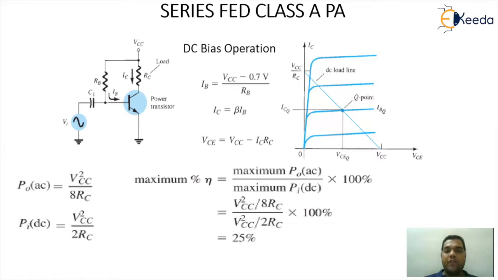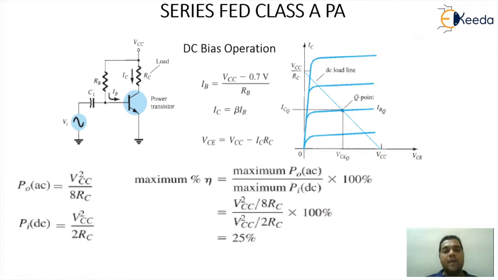So when we talk about the first part, that is the DC bias operation, the capacitor will work like an open circuit, and hence when you apply KVL to the input loop, which is VCC minus IB RB minus VBE equal to 0, we get the value of IB. The value of VBE depends on the family of the transistor we select for operation. For our normal calculation, we take VBE around 0.7 volt, but it tends to vary as you change the family of the power transistor.